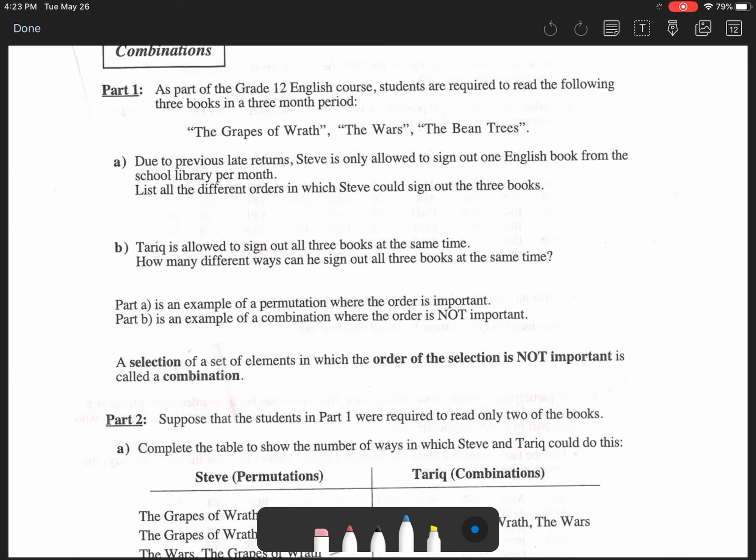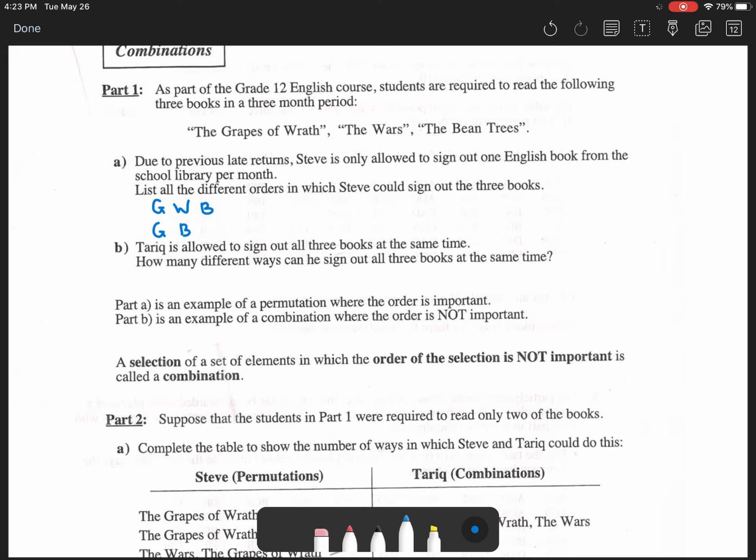So if Steve can sign out only 1 book a month, the order here is going to change depending on the way he takes these books out, because it's only 1 a month. We've seen this before. I have 3 things and I can only select 1 at a time. So order in part A is going to matter here. I'll use G for Grapes of Wrath, W for Wars, and B for Bean Trees.